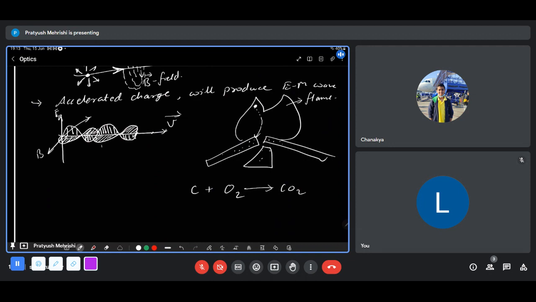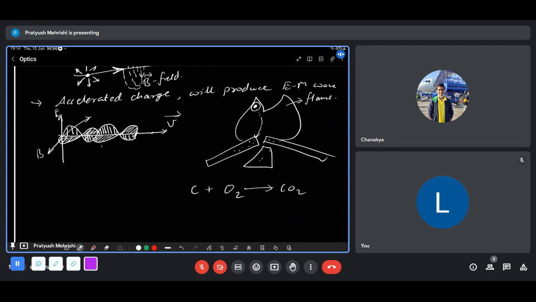Then what will happen? This electron in this oxygen atom was at rest. It will start performing motion, means from zero, it will gain some velocity. It was not moving, now it is moving. It means acceleration is there. An accelerated electron will emit electromagnetic rays.